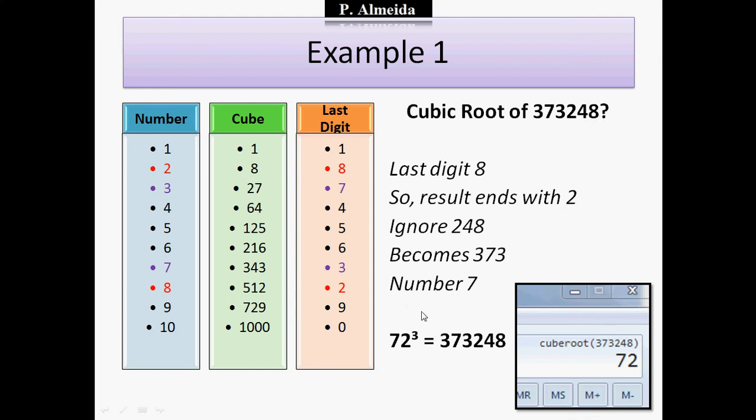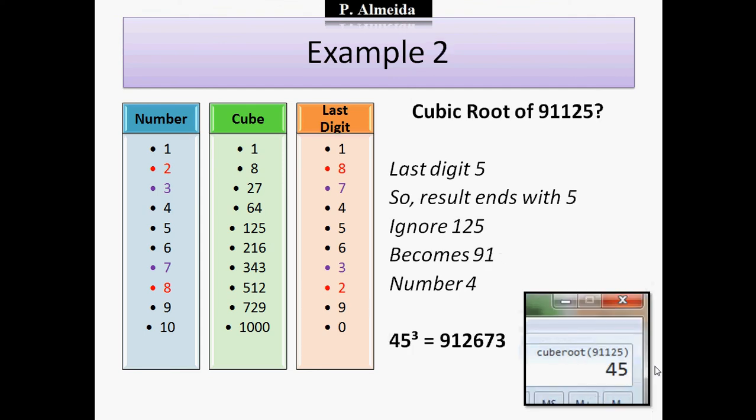373,248 is 72. And if I go on the calculator and I do 72 cubed, I know that I get 373,248, or if I do the cube root of that number, I get 72. So it works. Example number 2, just to get you started at these things.